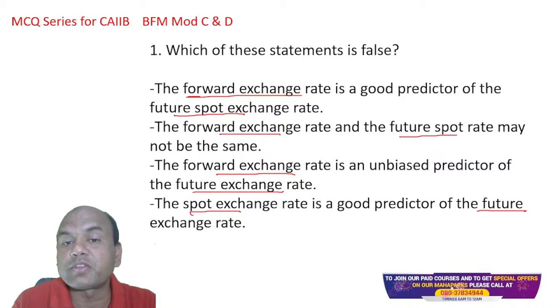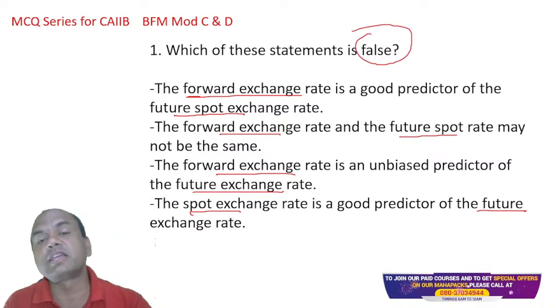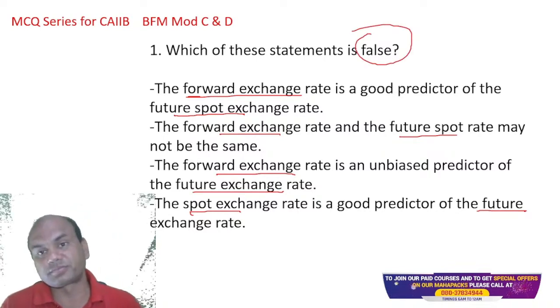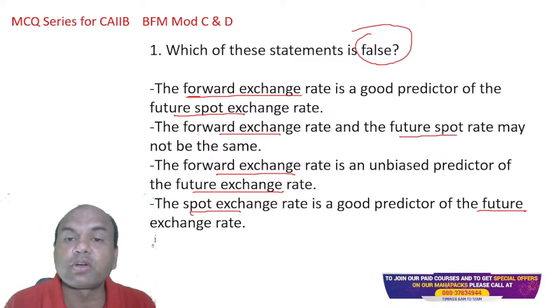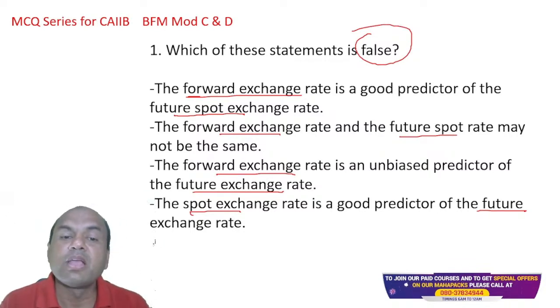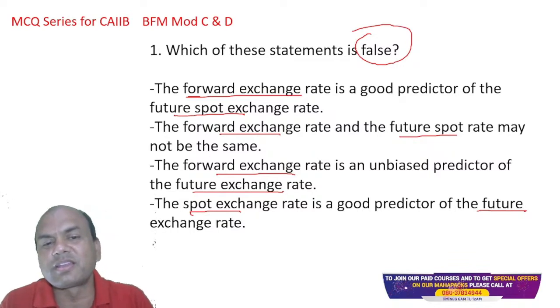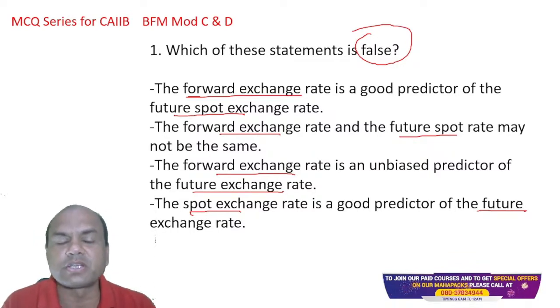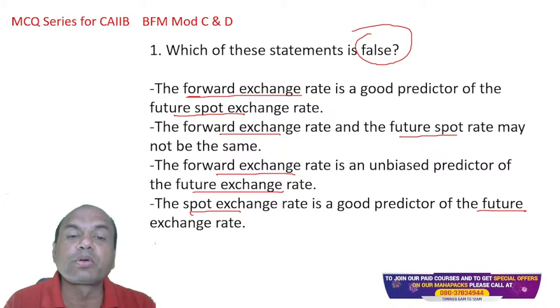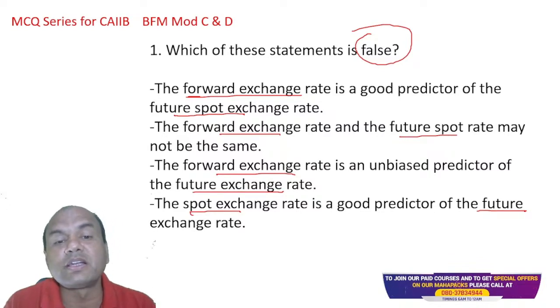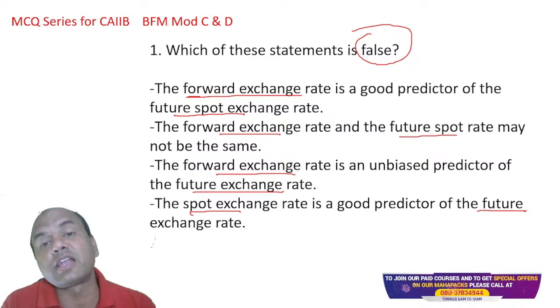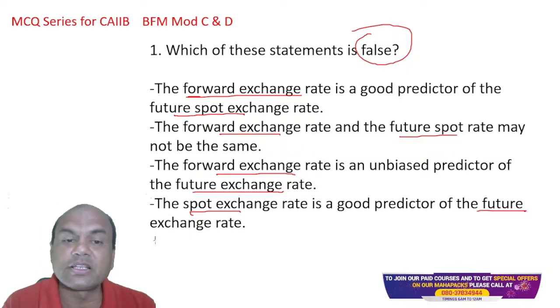So we want what is false. What do you think is the false answer? Firstly, you should know what is the true answer. Remember, nothing else is in this question. It's just forward and future. Forward exchange rate is booked today for 2 months later. And future spot rate is the actual rate 2 months later.